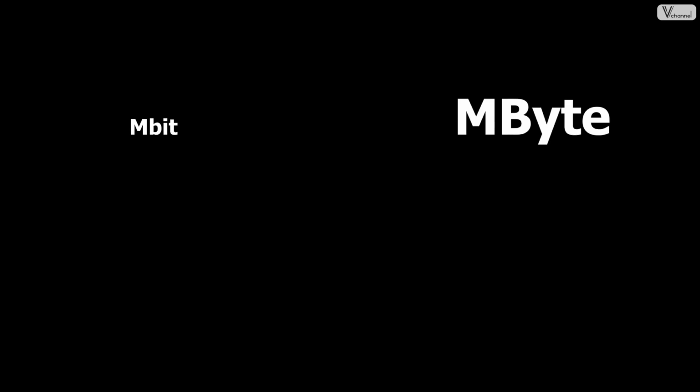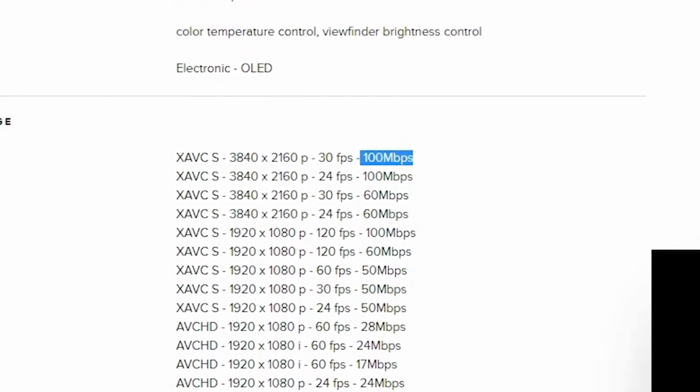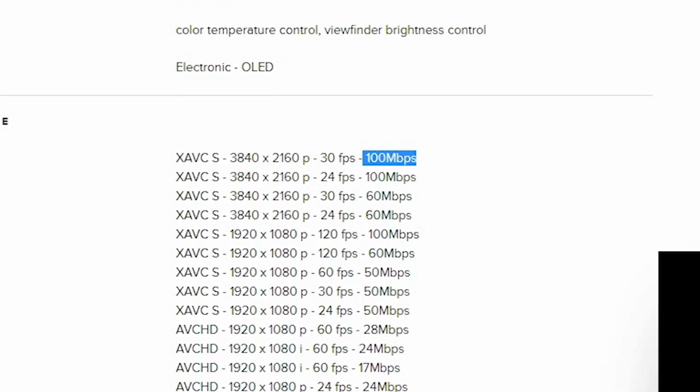So it's very important when we look at speed, because we usually see it in the product specification. For example, it shows 100 MB per second. Looking at the number, many people will understand that, oh, my camera needs a memory card speed of up to 100 megabytes per second. That's wrong.